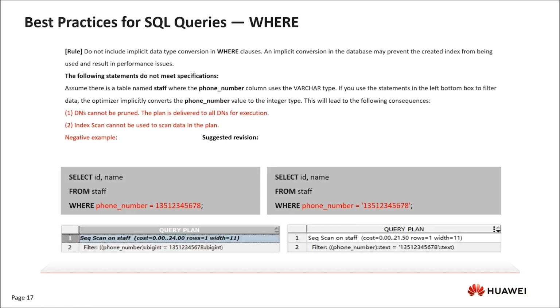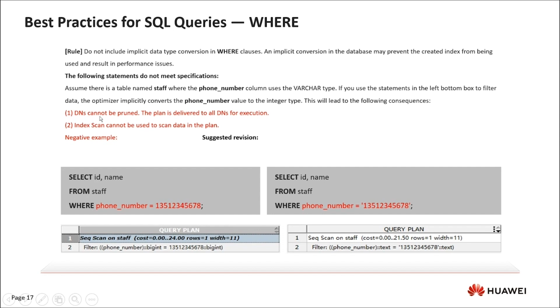And next, there are also some other rules for the where clause. The rule is: do not include implicit data type conversion in the where clause. An implicit conversion in a database may prevent the index scan from being used and result in some performance issues. Here are some of the performance issues listed.